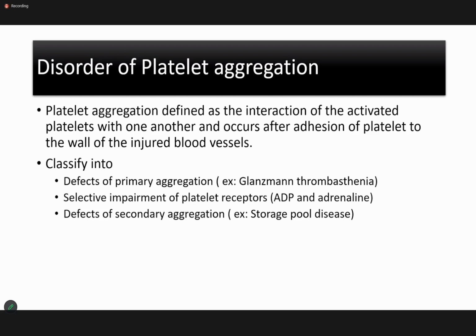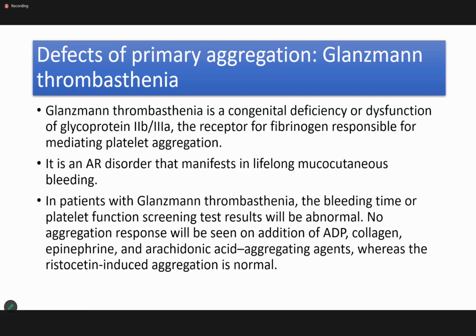Defects of primary aggregation, an example is Glanzmann thrombasthenia. Selective impairment of platelet receptor may be because of the ADP receptor or adenine receptor. Defects of secondary aggregation you can see in storage pool disease. So for defects of primary aggregation that I want to discuss here, the common one is Glanzmann thrombasthenia.